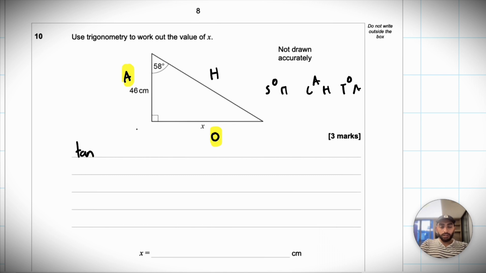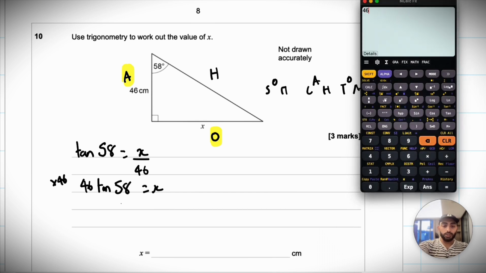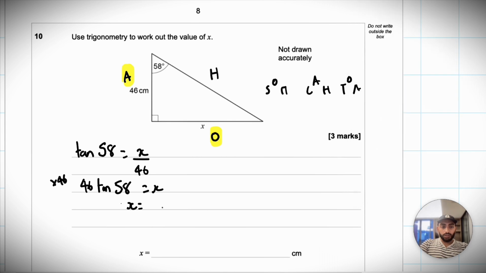So tan of theta, the angle, 58, is equal to the opposite over the adjacent. So it's going to be x, we're trying to find out that one, over 46. I can rearrange this, so I times by 46 on both sides. So I get 46 tan 58 is equal to x. So just type this into your calculator and you get the value of x. So 46 tan 58 is equal to 59.301. So x is equal to 59.301 centimeters, and that's to 3 decimal places.